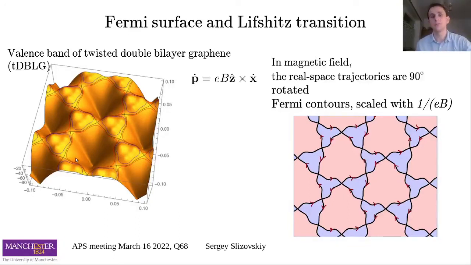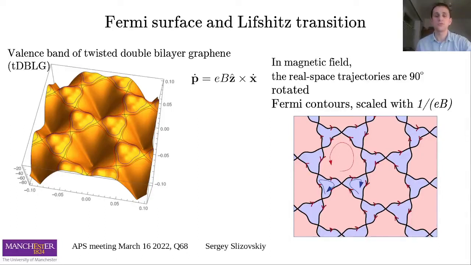shown in red color. In perpendicular magnetic field, the equation of motion implies that the real space trajectory will be a momentum space trajectory scaled by 1 over eB and rotated by 90 degrees. Away from the Lifshitz transition, at low hole doping, wave packets will be circling around small loops. At high doping, they will be circling in the opposite direction around a large complementary loop. Quantization of corresponding magnetic fluxes gives Landau levels and Shubnikov-de Haas oscillations as usual.